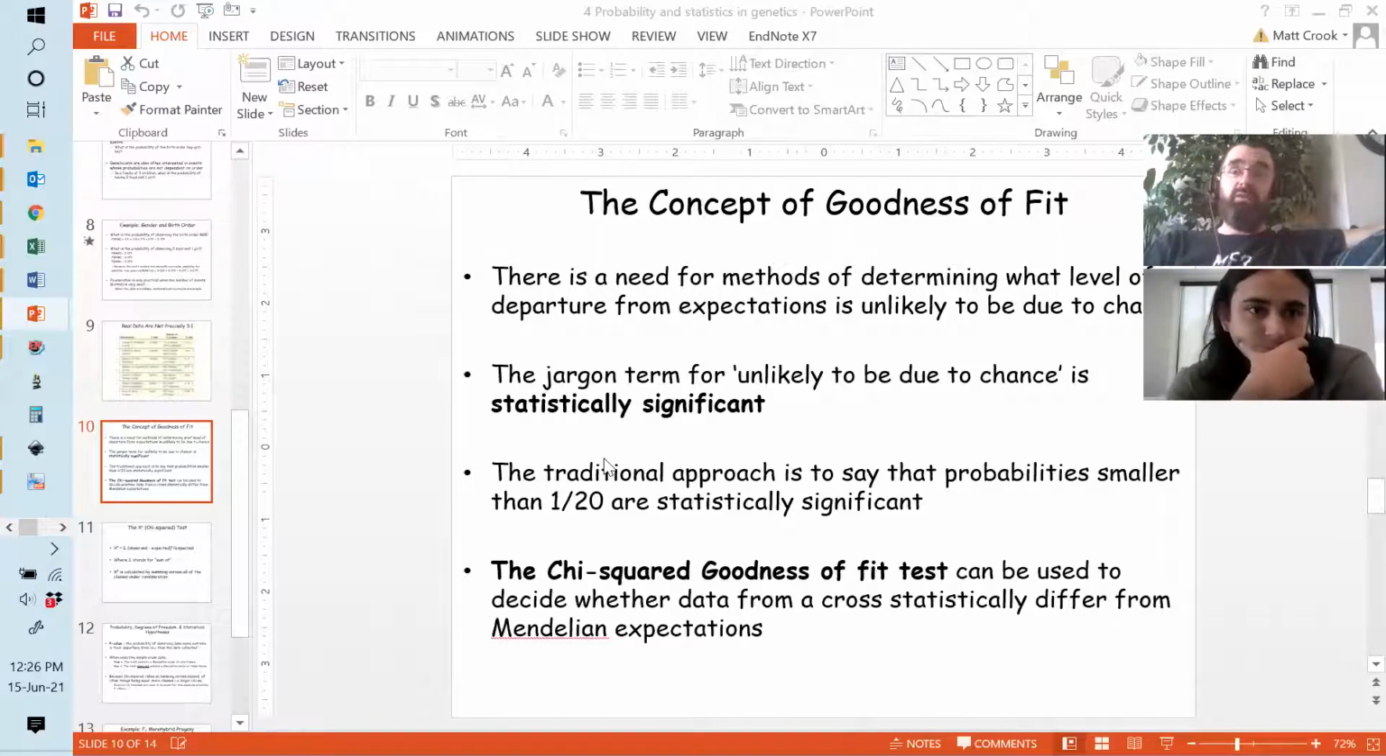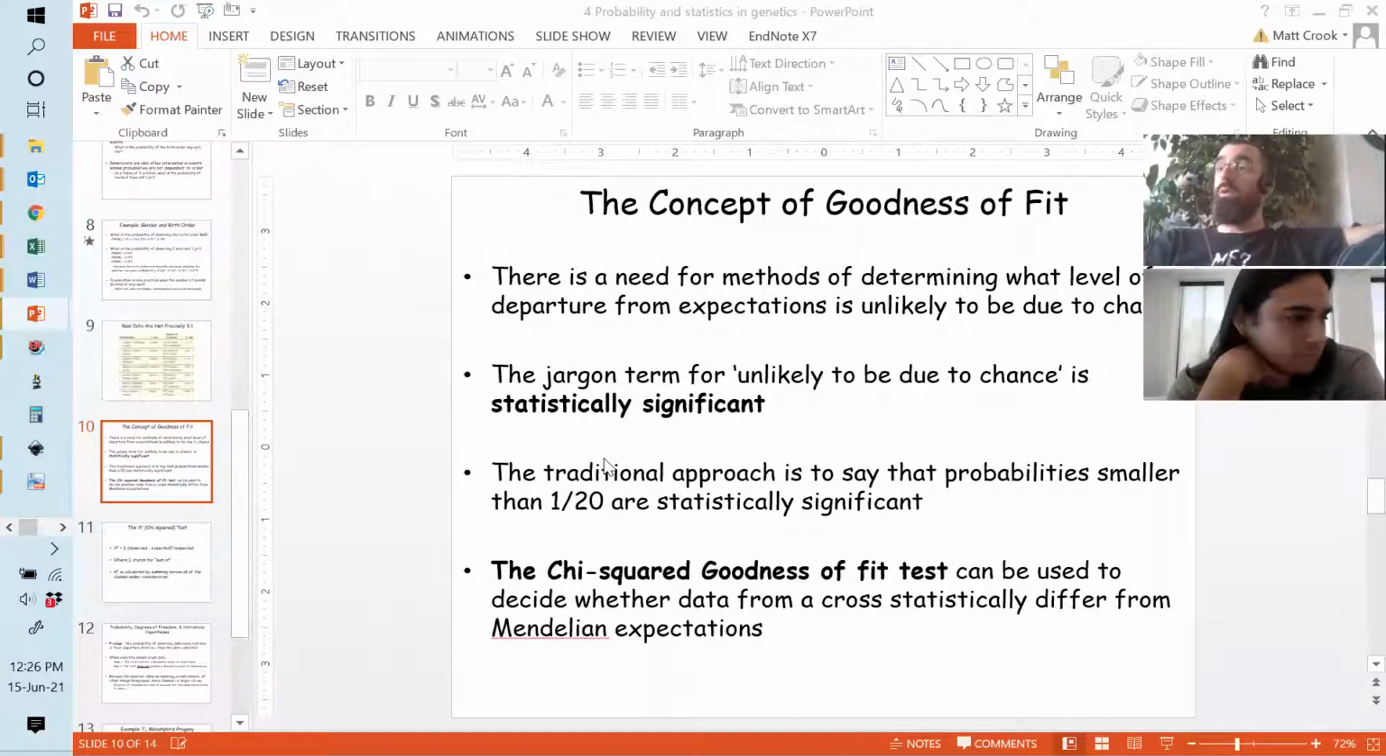Now, if you completely screwed up your expectations and you got the totally wrong hypothesis, there'll be a large difference between what you observe and what you expect. And so the probability of getting that difference by chance will be very, very small. And so that's what we're testing with the chi-squared test.